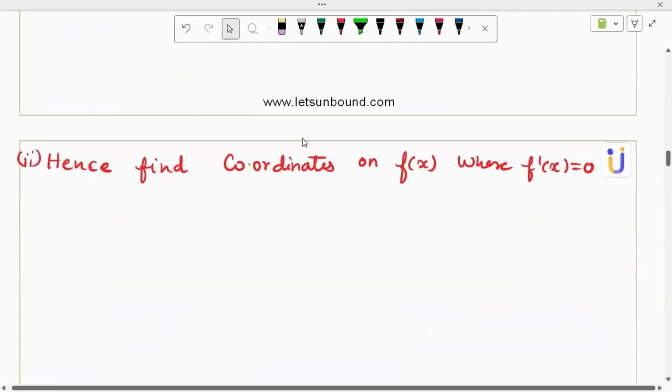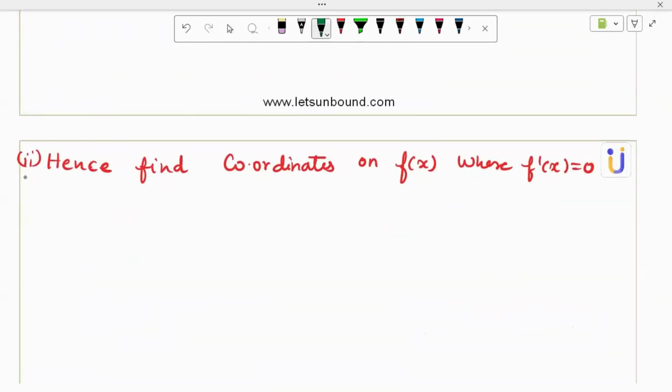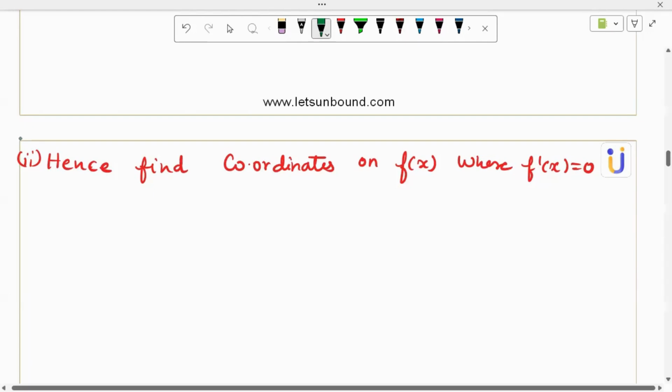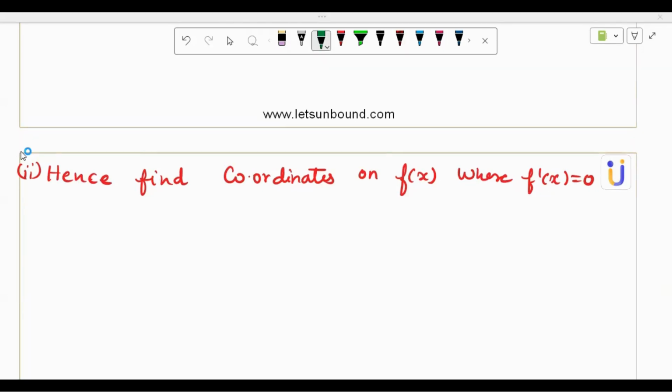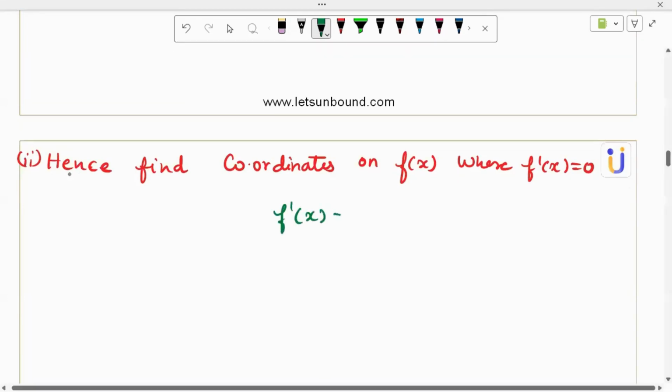Hence or otherwise find coordinates on f of x where f dash of x is 0. So here we have to find a point in its coordinate form on the graph, but the condition is that at that particular point f dash of x has to be 0, right? So first let's equate f dash of x equal to 0 and solve for x. F dash of x we just now found, so minus 4 sine 2x is equal to 0. Sine 2x equals 0.